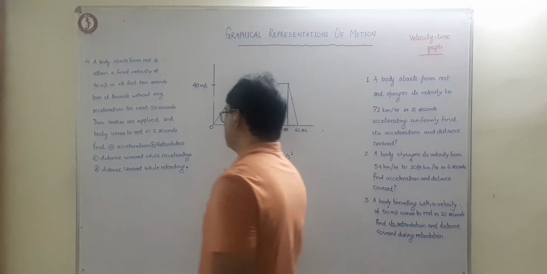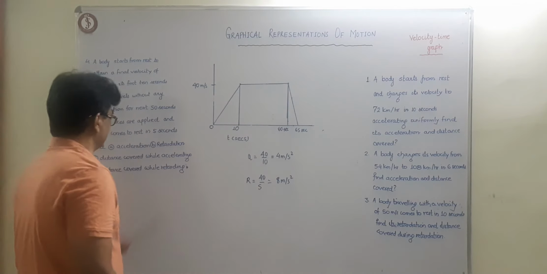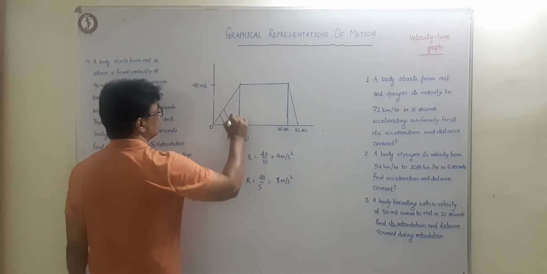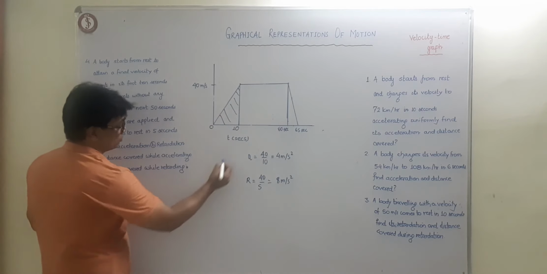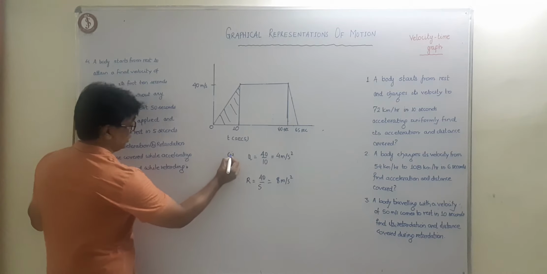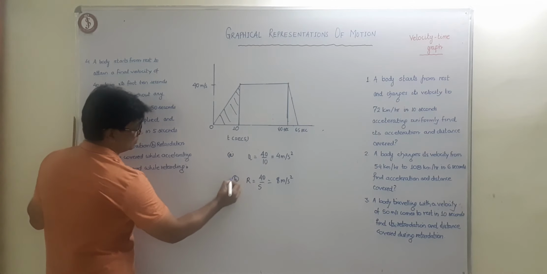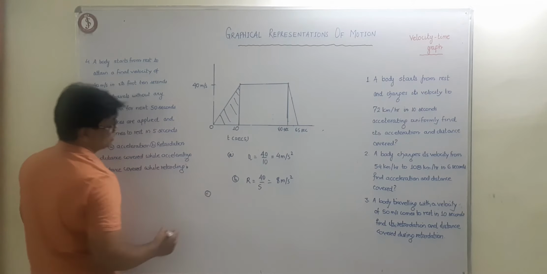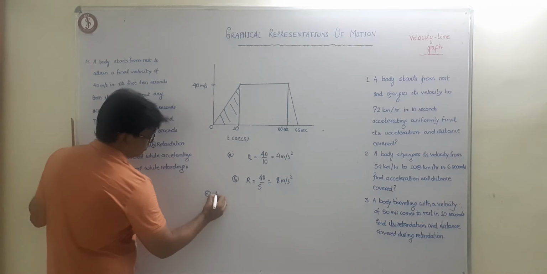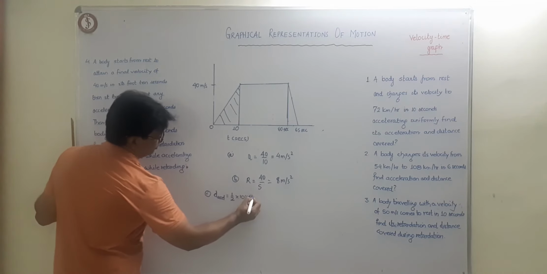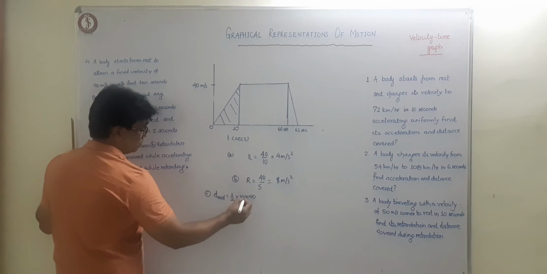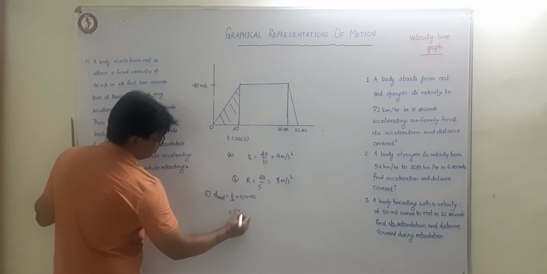Now they are asking what is the distance covered while accelerating. So you take out only this part's area, because the area of the graph gives distance covered. So this was the first part A, this was the B part answer. Then C part will be distance covered while accelerating, which will be half into base 10 into height 40. So this will be 400 by 2, 200 meters.